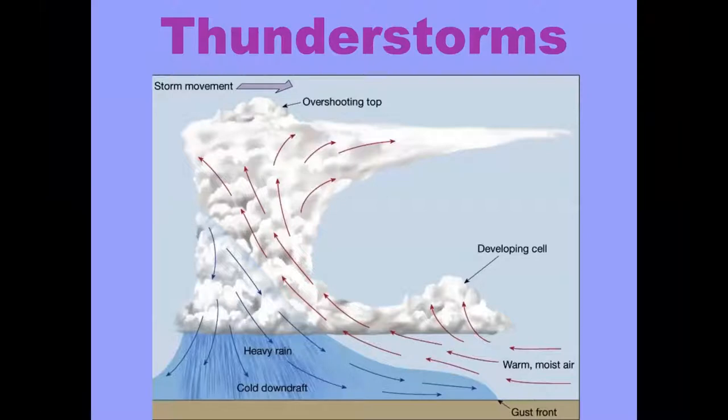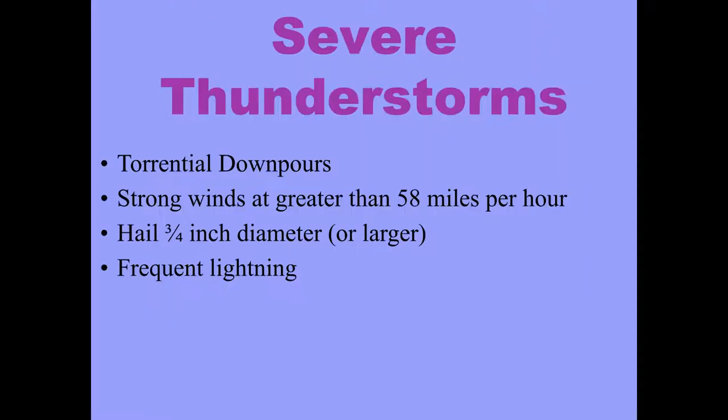Now, in this image here, we see a cumulonimbus cloud, which involves a developing cell with warm, moist air in an updraft and cold, dry air in a downdraft. In that thunderstorm, there is heavy rain and lightning.